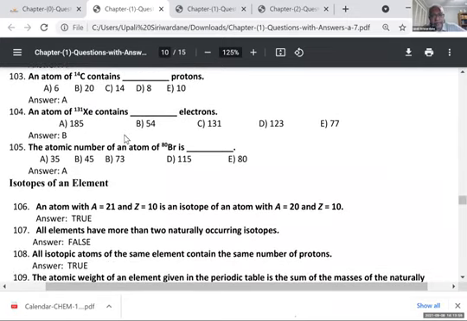Number 105. The atomic number of bromine 80 is, bromine, you have a periodic table. Look at the periodic table, atomic number 35. Then you get the answer, 35A.